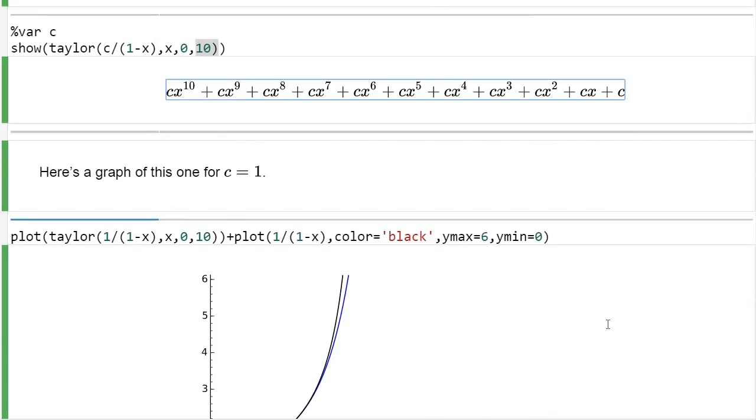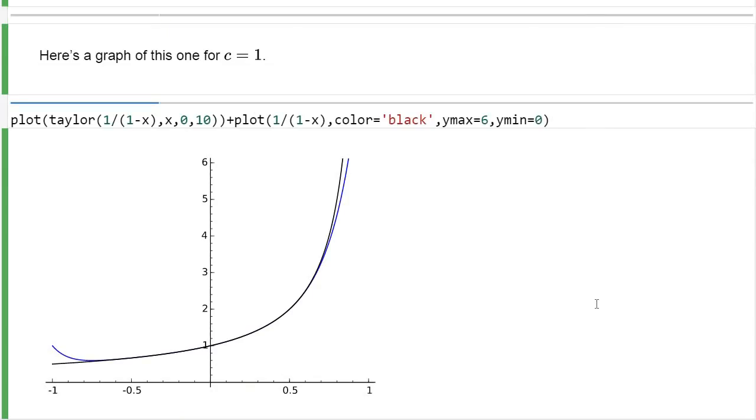Here's a graph of that one when c is equal to 1. So 1 over 1 minus x is in black, and in blue is the Taylor polynomial of degree 10 for 1 over 1 minus x. And you can see that at least near the center of 0, this is looking pretty good.